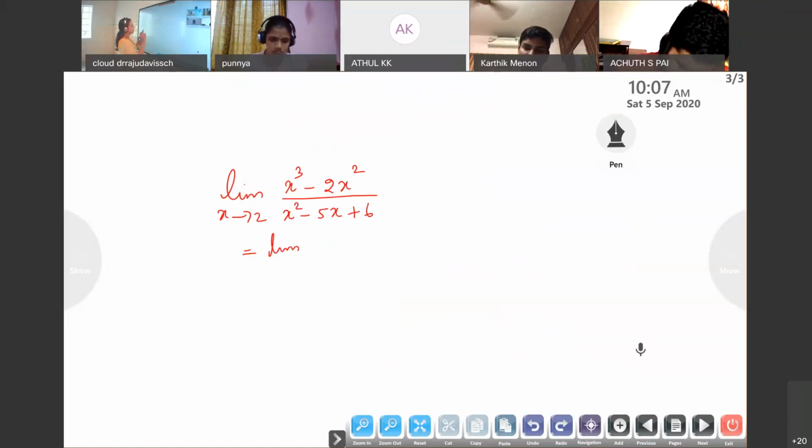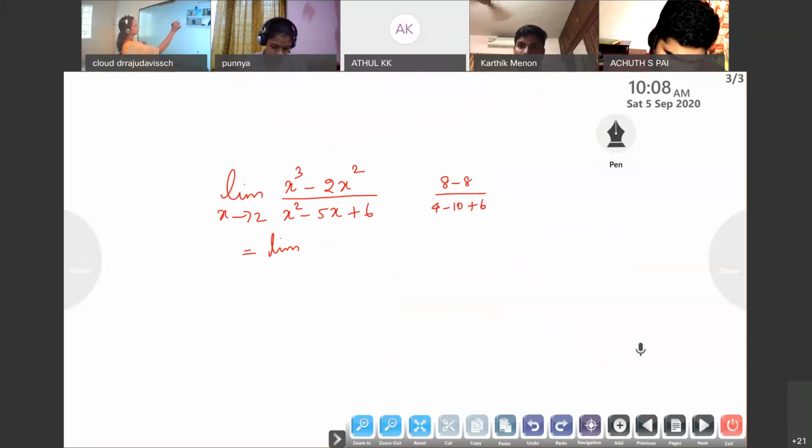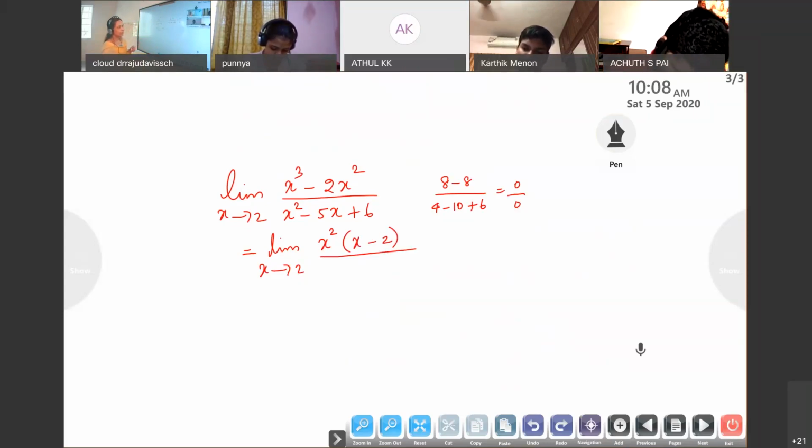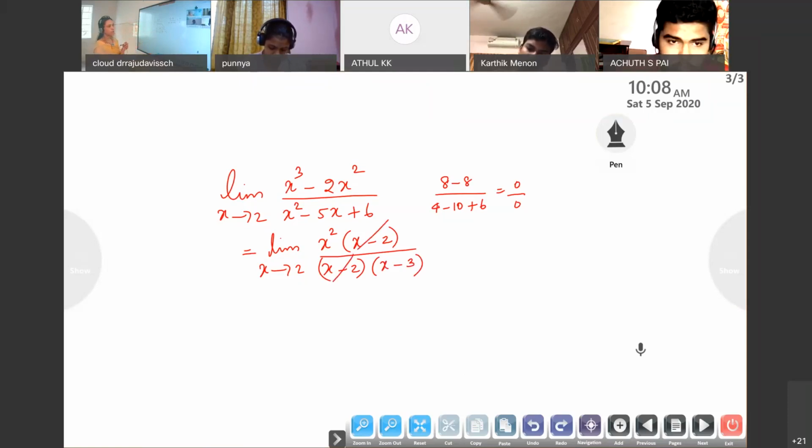So which is the same as, now initially when we put x is 2, here we will get 8 minus 8 by, the denominator is 4 minus 10 plus 6, which is again in 0 by 0 form. So we are going to factorize the numerator and the denominator. From the numerator, we can take x squared outside. So it is x minus 2 by the denominator. When you factorize it, it is x minus 2 into x minus 3. So now x minus 2 will get cancelled. Now substitute the value of x and tell me what is the answer. What is the answer you are getting?